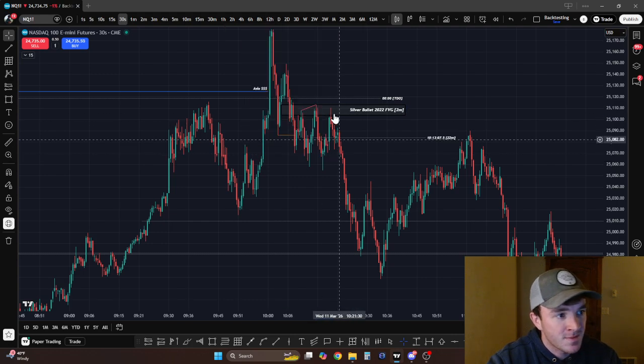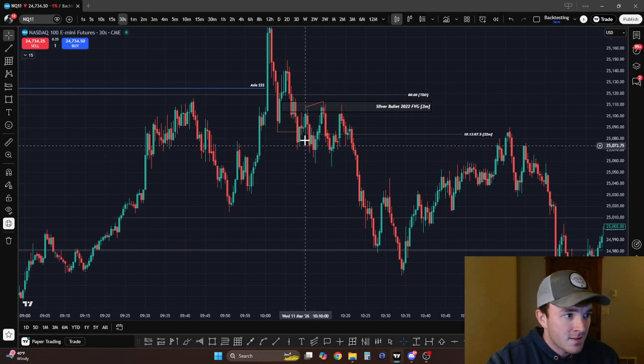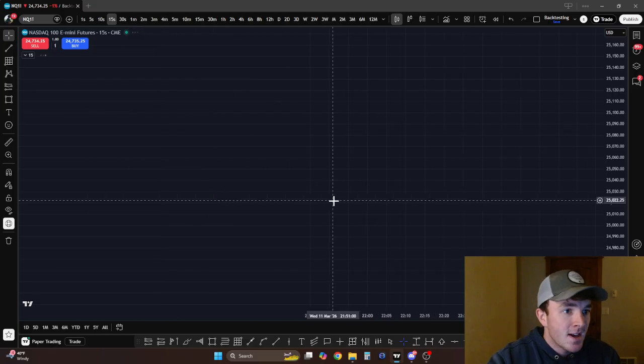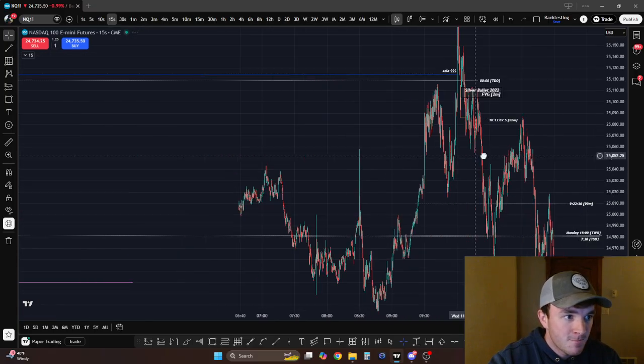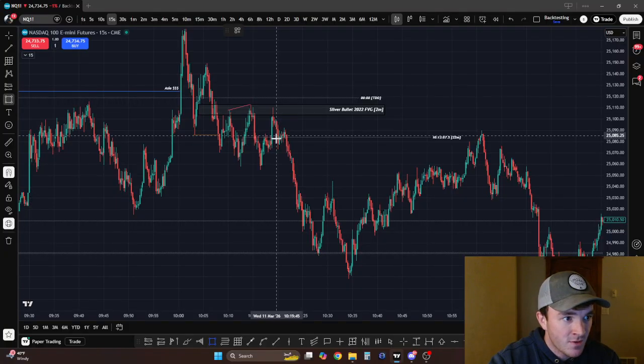I could pull it up, but just believe me, there's SMT with ES there. That's what you want to see. You want to see SMT at the top of your fair value gaps. And then, well, what's a really nice trade here? Check out this inversion fair value gap on the 15 second.